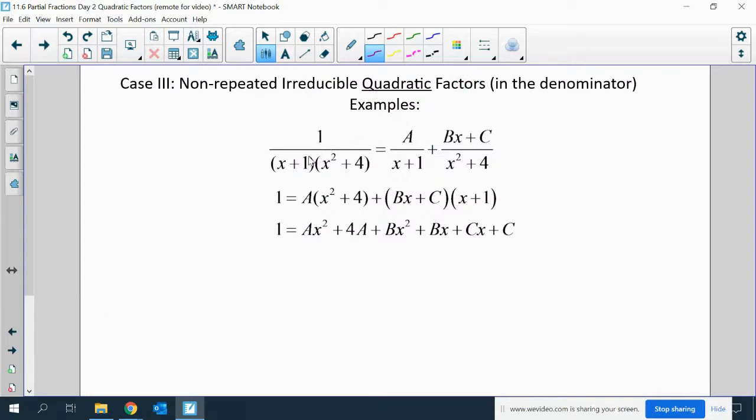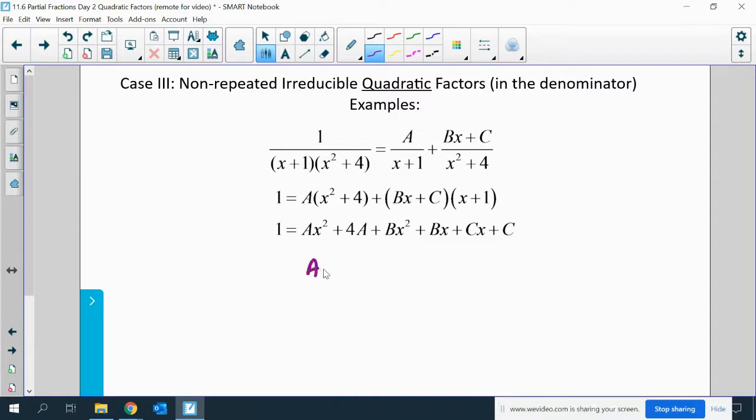So here's an example. X plus 1 and x squared plus 4 are the factors of the denominator, and we can't reduce either one more than that. So we put A over x plus 1, and then bx plus c over x squared plus 4. Then we get a common denominator, like we have done since Algebra 2. So we multiply the x squared plus 4 over to the A, and we multiply the x plus 1 over to the bx plus c. We do a lot of distributing and simplifying.